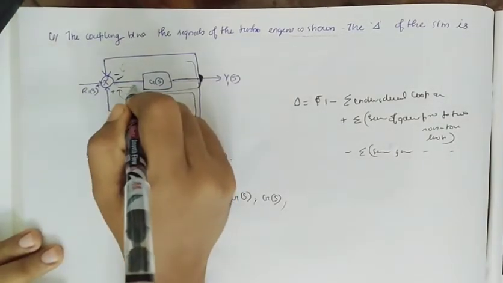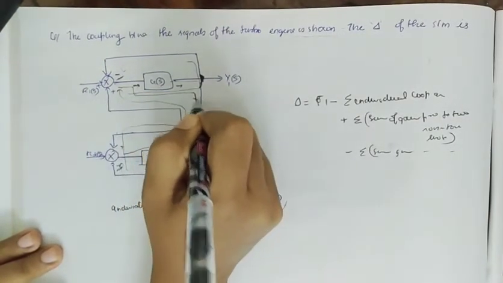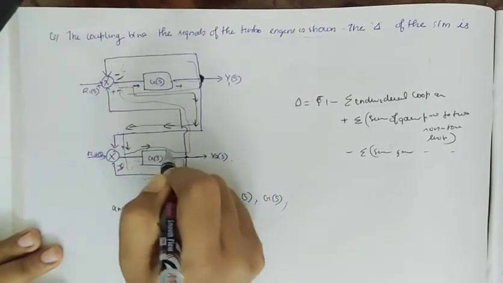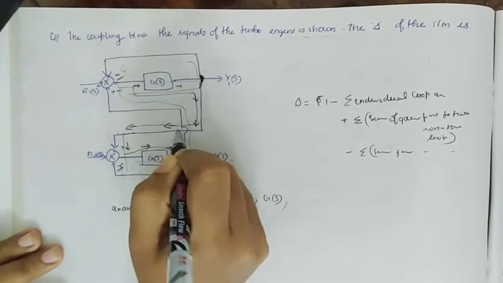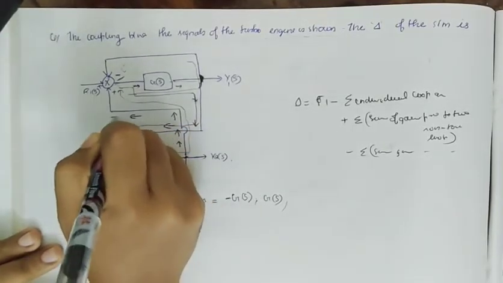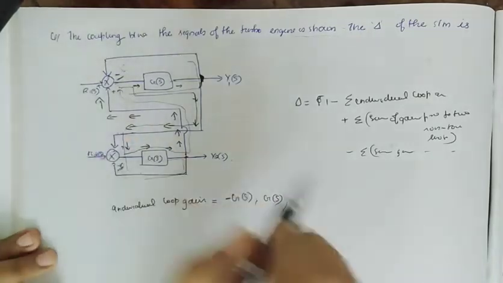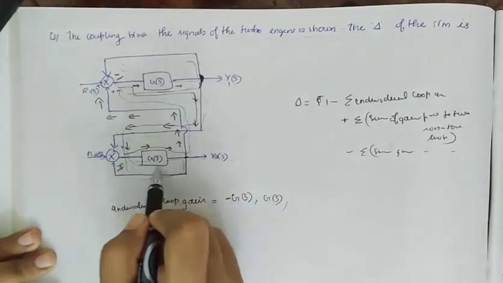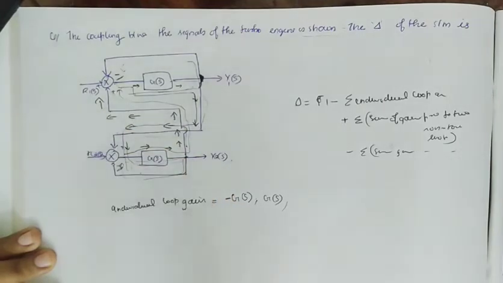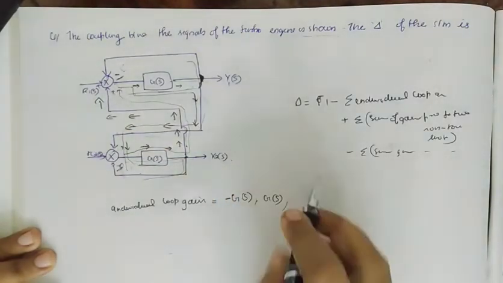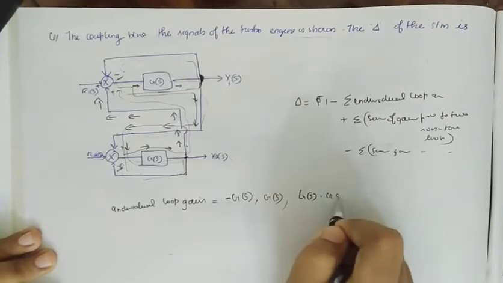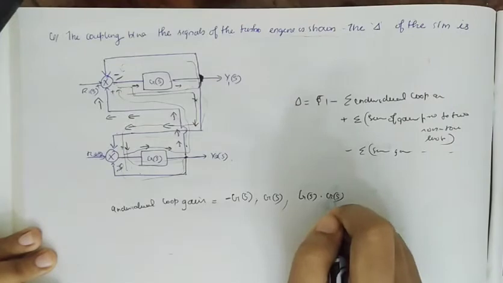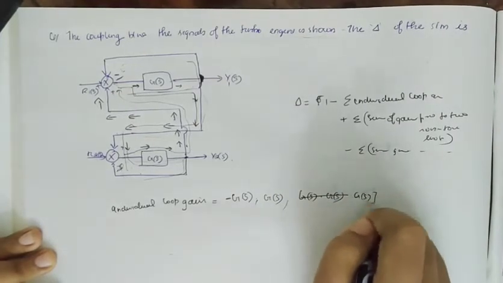So we start from here, come here, and then go back to this. It is also a loop. That is G of S, again G of S, and coming back. So that is G of S into G of S. It is positive, so we don't have to take a negative. So G of S into G of S, that is G of S the whole square.